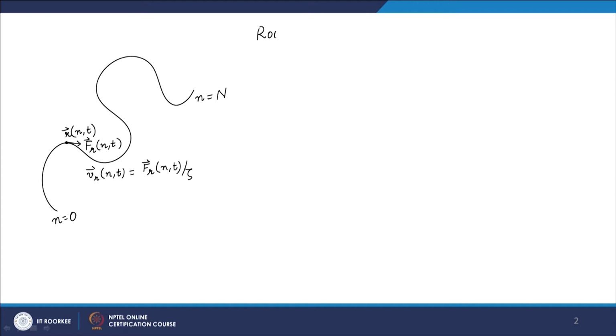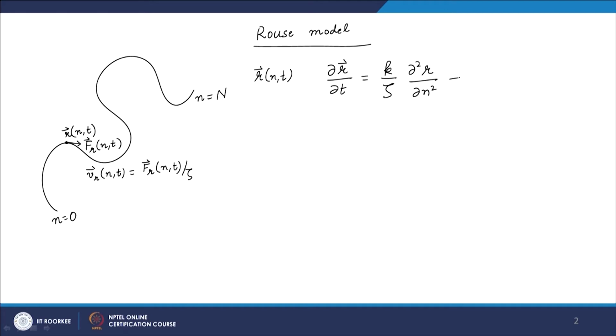So, this was the Rouse model, and the equation was for r and t, we are solving a partial differential equation where we have the boundary conditions at the two ends, that the gradients of r vanish at n equal to 0 and N.